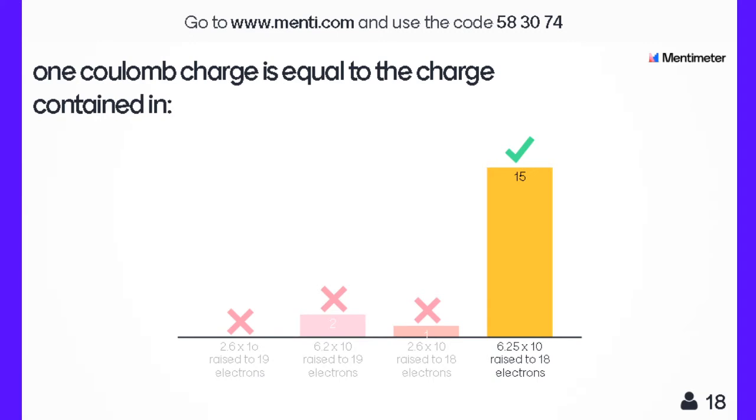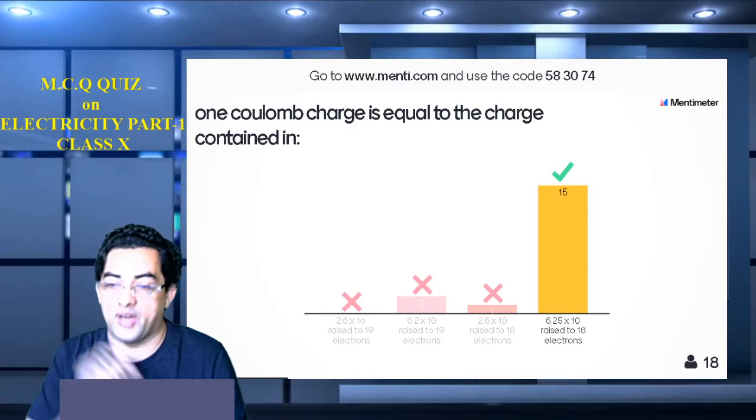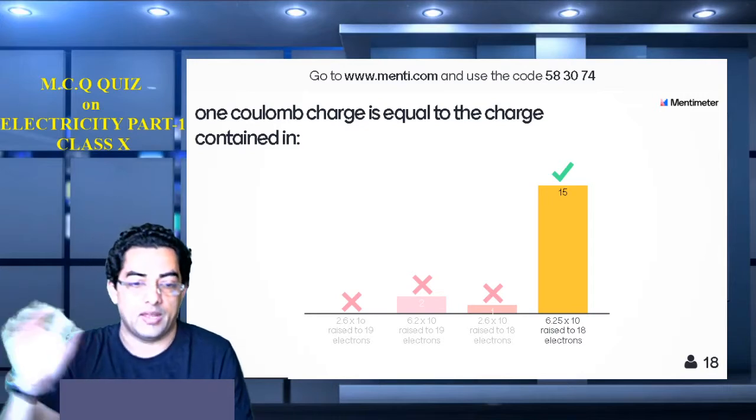The first thing is you have to look for 10 raised to 18, and the second thing you need to look for is 6. So it is approximately 6 times 10 raised to 18 electrons, or to be very precise, 6.25 times 10 raised to 18 electrons.